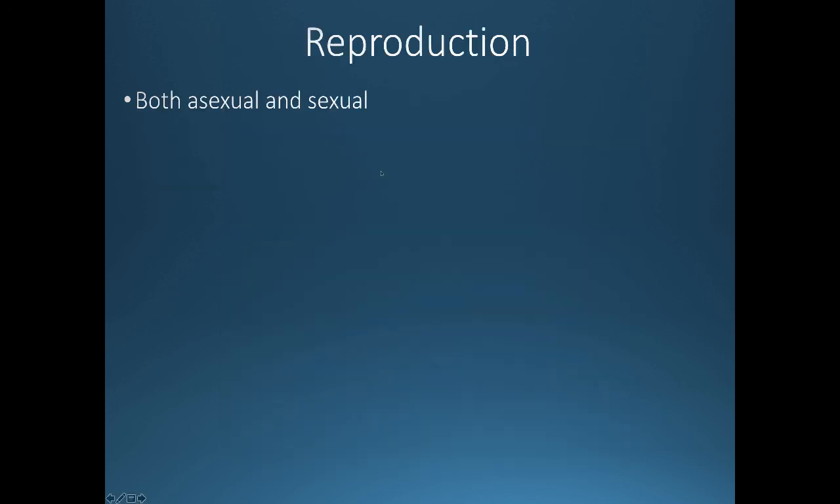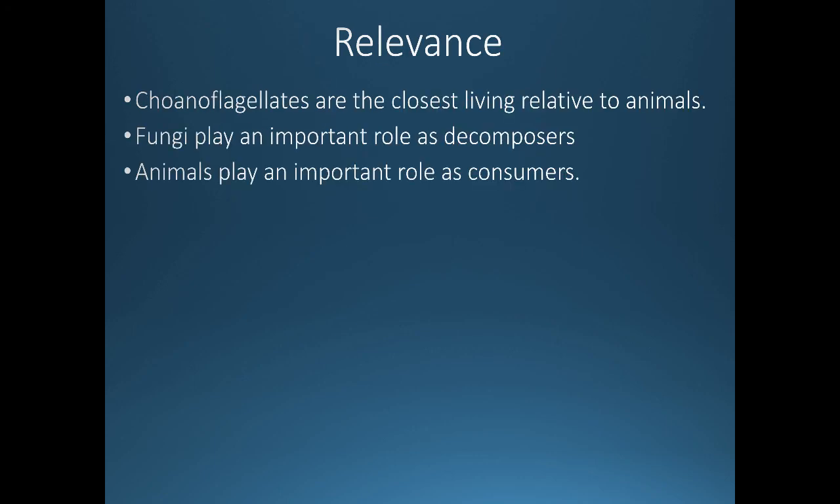Now, since we're going to spend a lot of time with this group when we talk about fungi and animals, I'm not going to spend a lot of time right now, except to say that as far as reproduction is concerned, they reproduce by both sexual and asexual mechanisms, depending on the species. The choanoflagellates are the closest living relative to animals. Fungi play an important role as decomposers and as toppings for pizza. And finally, animals play an important role as consumers.